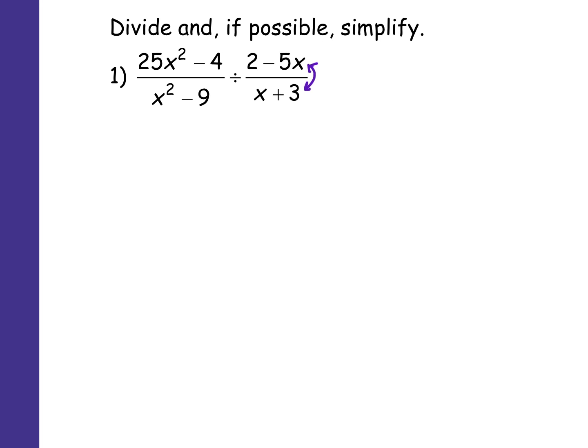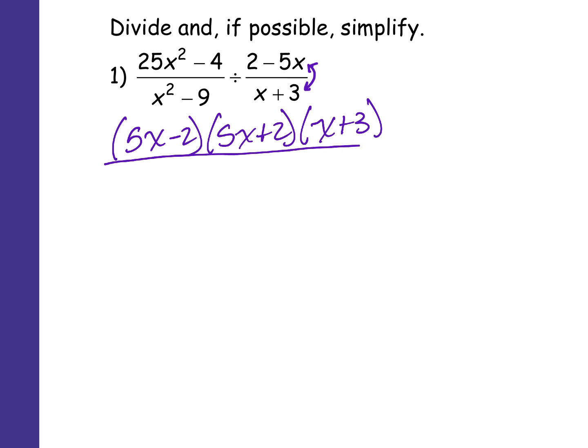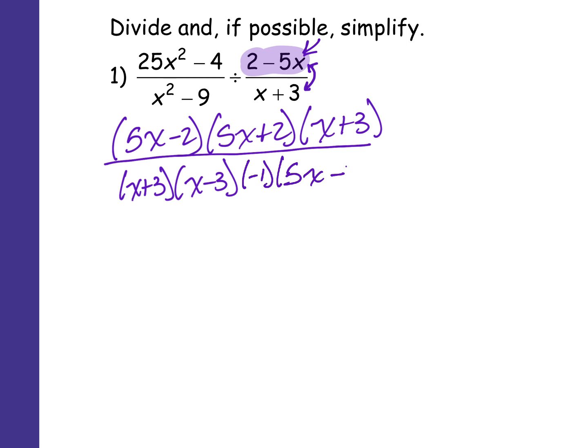So I'm going to factor the top again. So I'm going to get 5x minus 2 and 5x plus 2. And then I get x plus 3 in the numerator. And then I'm going to get, let's see what I'm going to get down here. X plus 3, x minus 3. And then out of this one up here, in order to make it cancel out, I need a positive 5x. So I'm going to factor out a negative 1. And that turns this into a positive 5x minus 2.